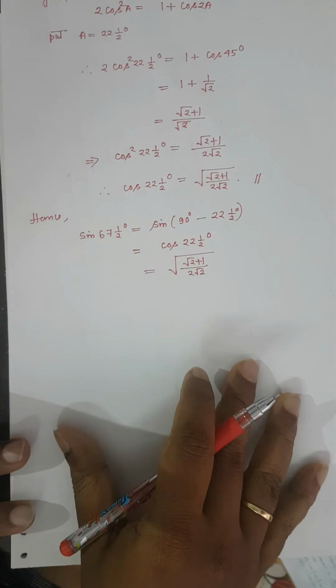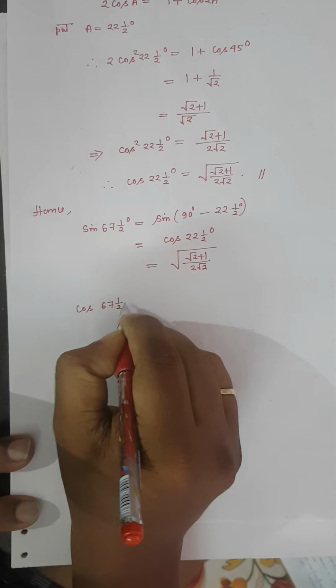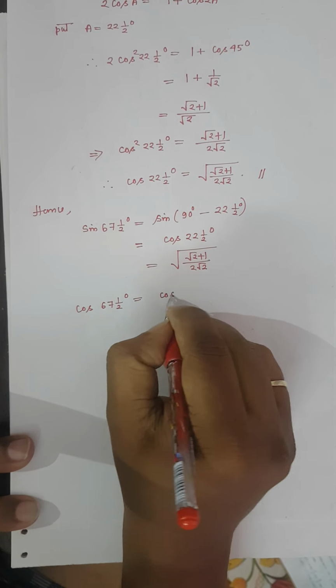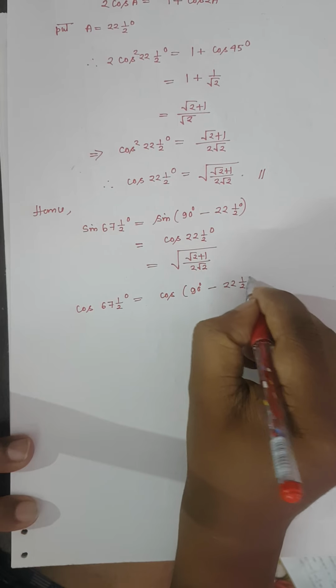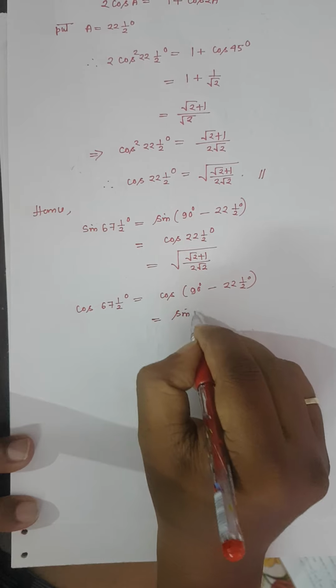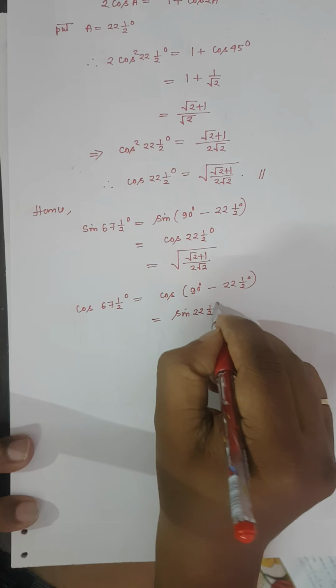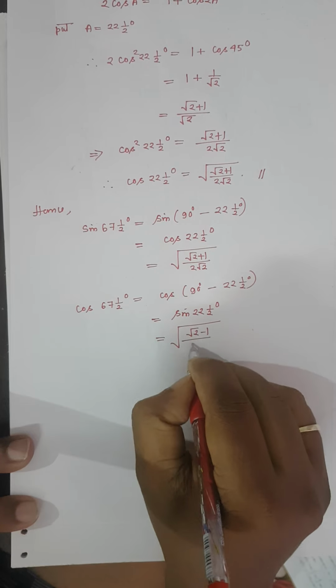Similarly, your cos 67 and half degree will be equal to cos of 90 degree minus 22 and half degree. What is cos 90 minus theta? It is equal to sin theta. It is sin 22 and half degree. So result will be square root of root 2 minus 1 by 2 root 2.